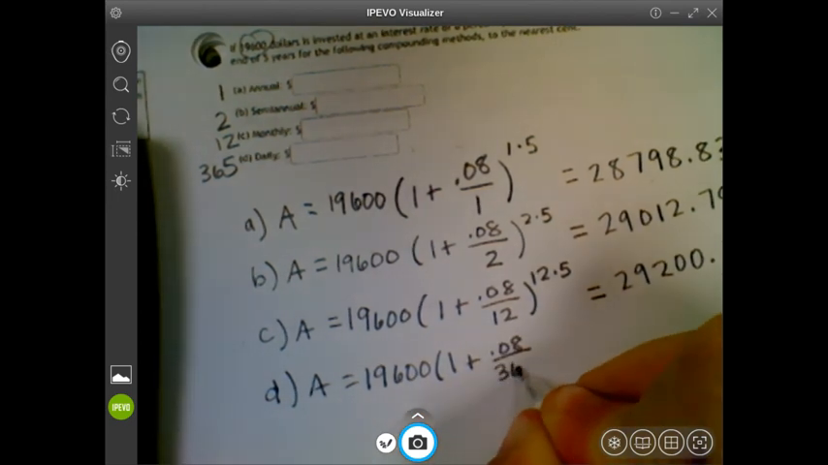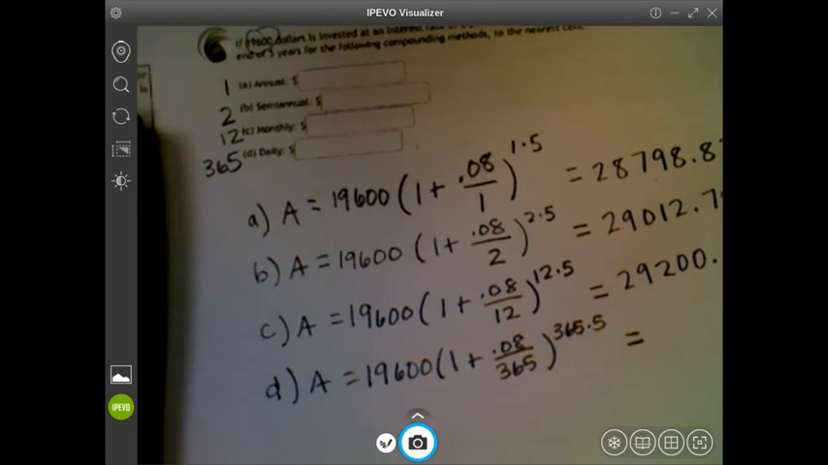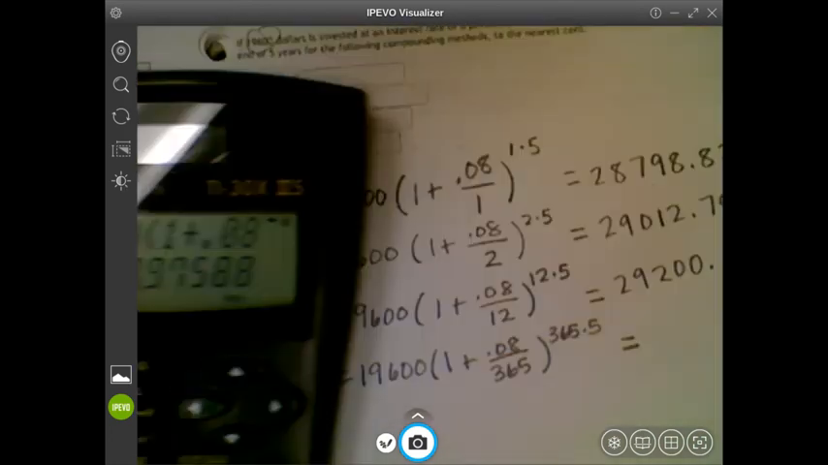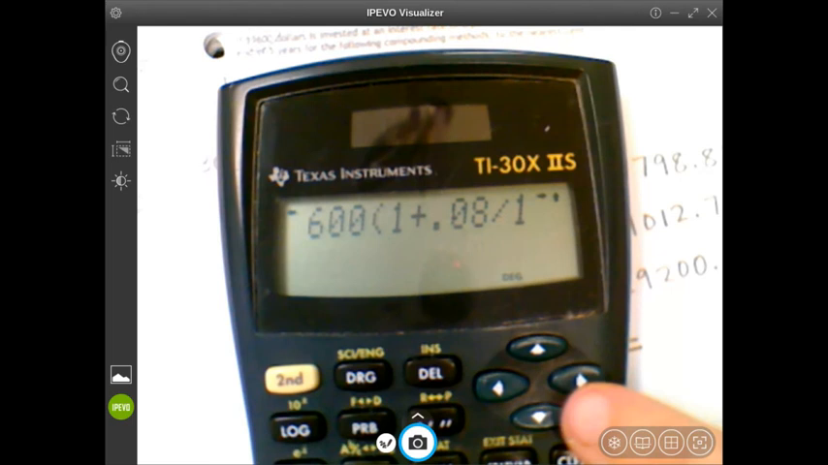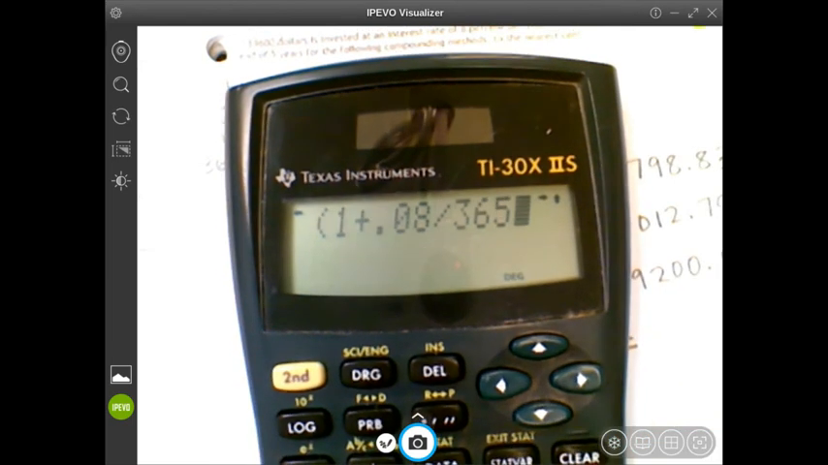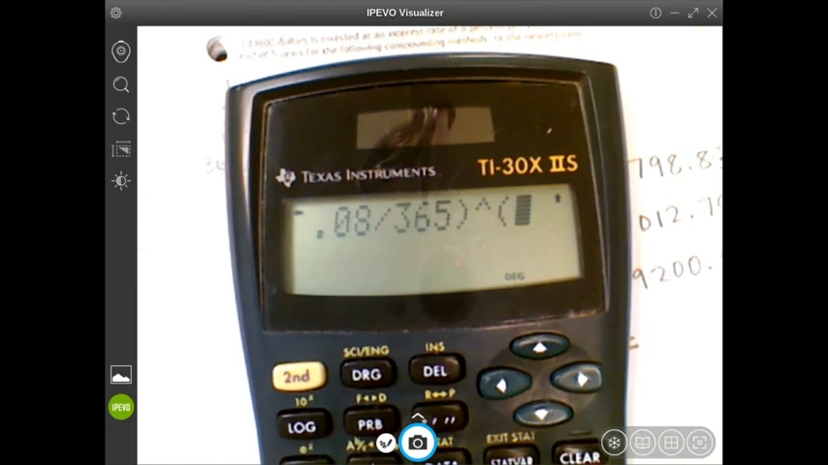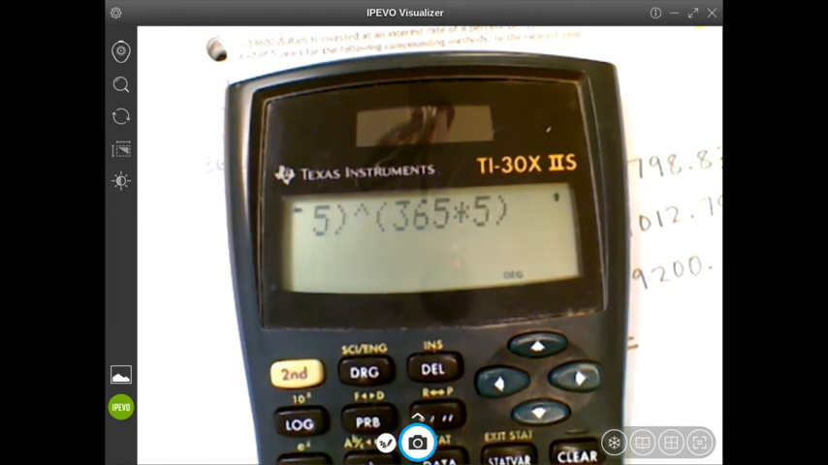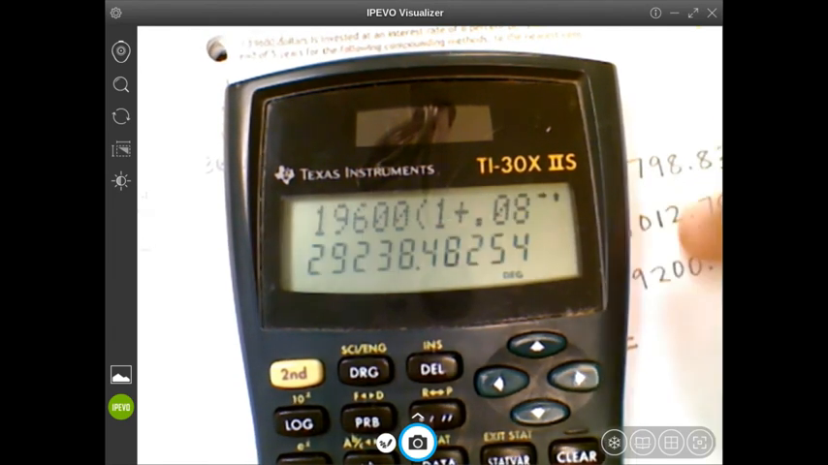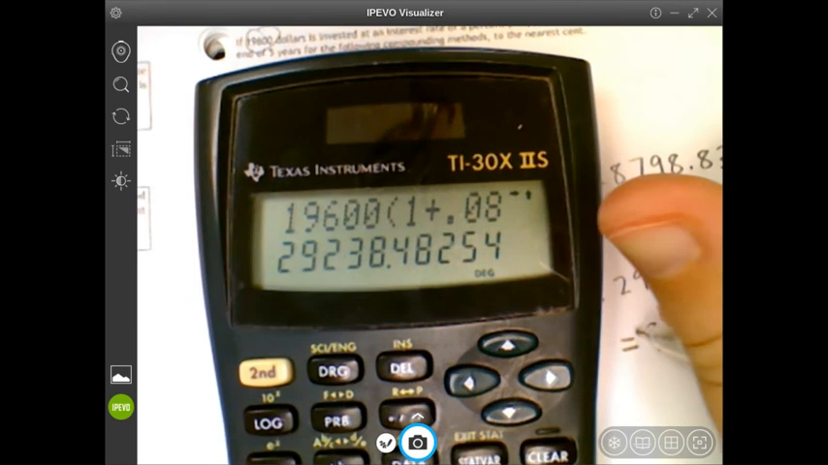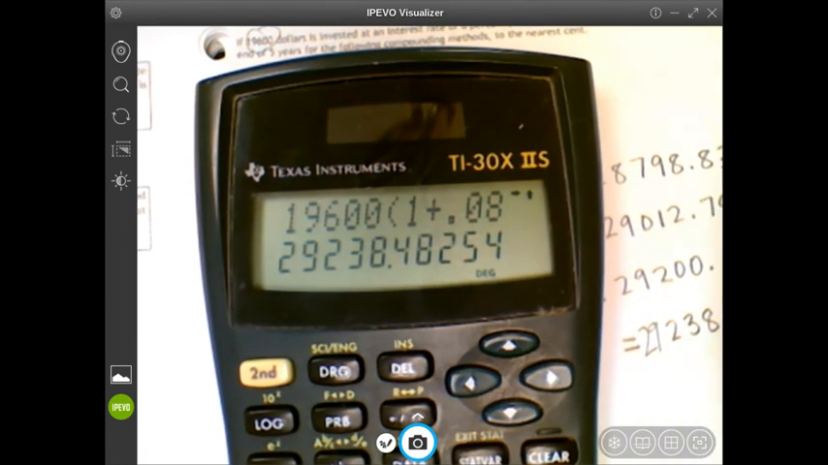All right, and last but not least, same thing, but this time we're doing 365 times, so it does it once a day. Ooh, the power is 365 times 5. So I don't know what that is off the top of my head, so I'm going to have to put parentheses in my calculator when I do it. So hit up, go over. When you get to the 12, you're going to change it to 365. Close the parentheses, raise it to the power of, and then I'm going to put parentheses 365 times 5 because I don't know what that is. So I do have to put it in parentheses there. And we get 29,238.48.